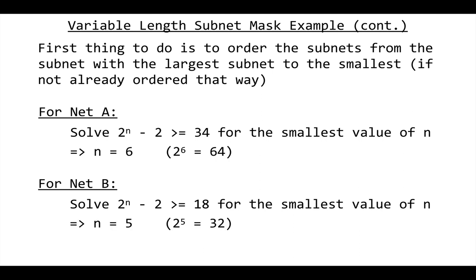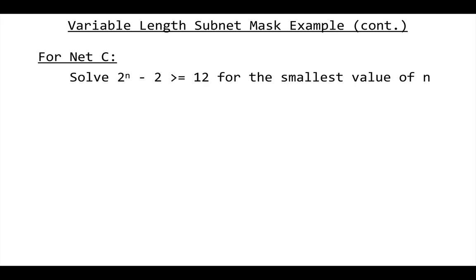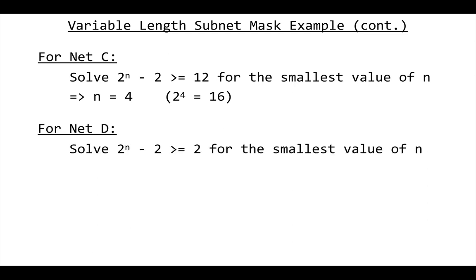The smallest value of n that will do that is 5, because 2 to the 5th is 32. On network C, we need to solve that equation for greater than or equal to 12 usable addresses. The smallest value of n that will do that is 4, because 2 to the 4th is 16. And finally, for network D, we need to end up with 2 usable hosts, and the value for n in that equation is n equals 2, because 2 squared equals 4, minus 2 exactly equals 2. So there will be no waste at all in this subnet.